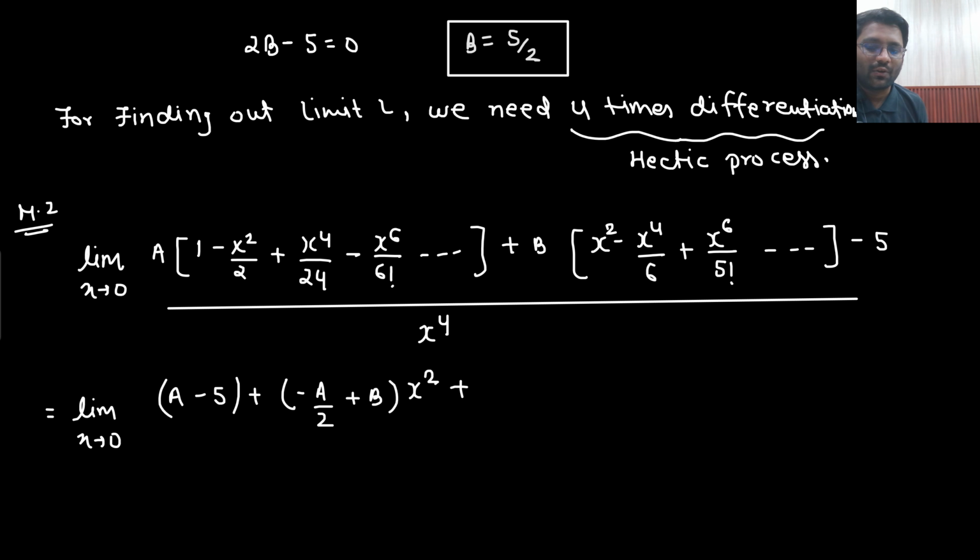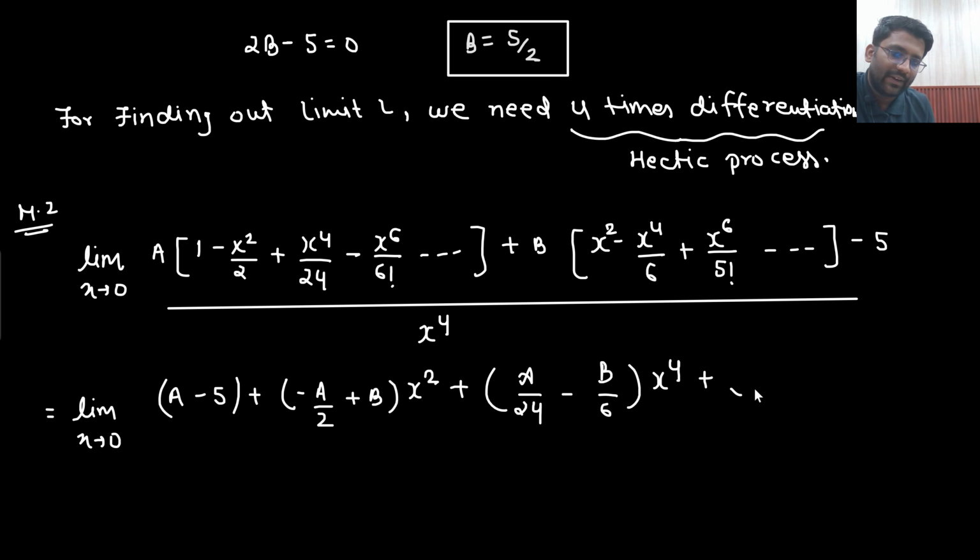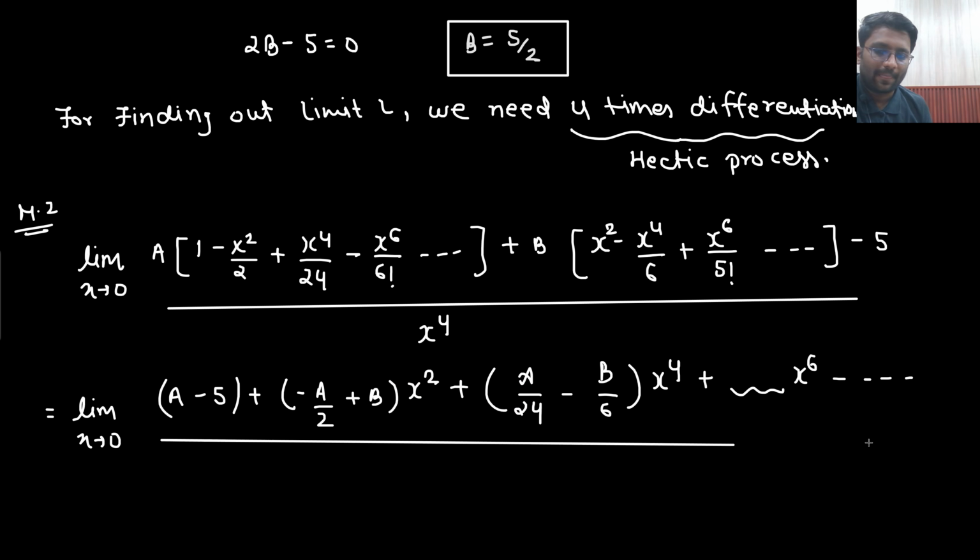So now I will have to think of x to the power 4. Can I think of x to the power 4? Yes. a by 24 minus b by 6, then x to the power 4. Is that clear to you? Understandable? Minus b by 6 plus a by 24, x to the power 4. Then some factor of x to the power 6 will also come, and so on. Whatever comes, let it come, divided by x to the power 4.